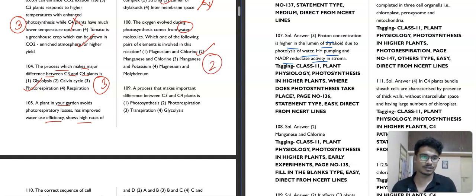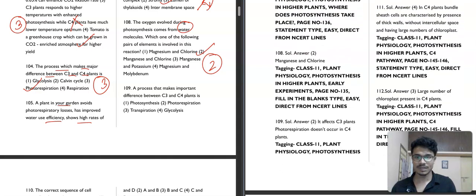Then question number 109. It is saying that a process that makes important difference between C3 and C4 plant. It is the same question actually. You can see this: photosynthesis, photorespiration, transpiration or glycolysis. So the process is basically photorespiration. Second option will be our correct answer.